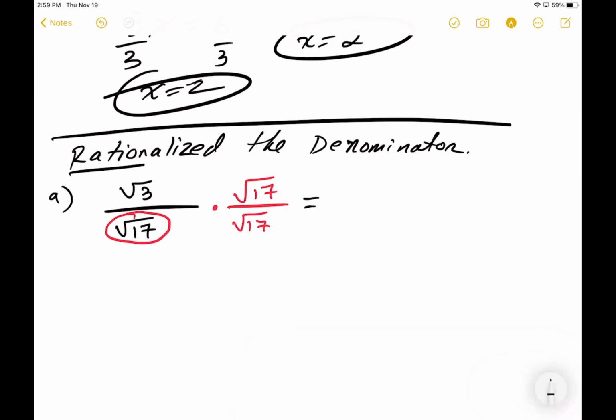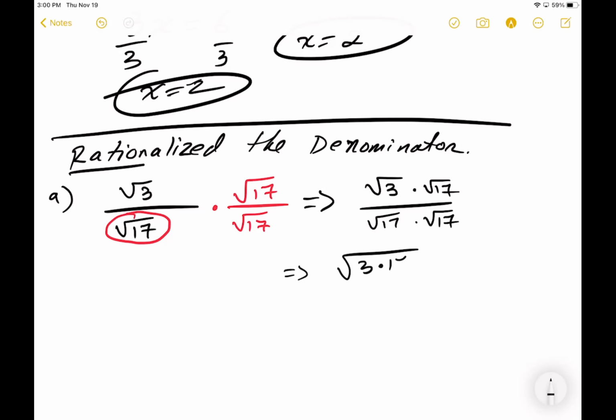You need to multiply the numerator by the same number. So this is what we have: the square root of 3 times the square root of 17, all over the square root of 17 times the square root of 17. And this is what we have: 3 times 17 all over 17 times 17. What is 3 times 17? Well, 3 times 17 gives you 51 on the inside.